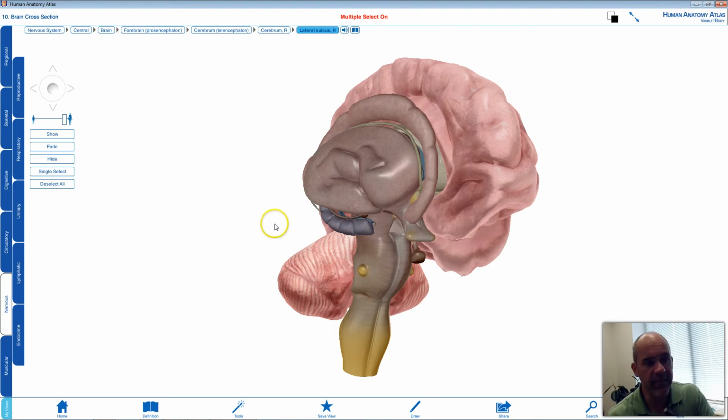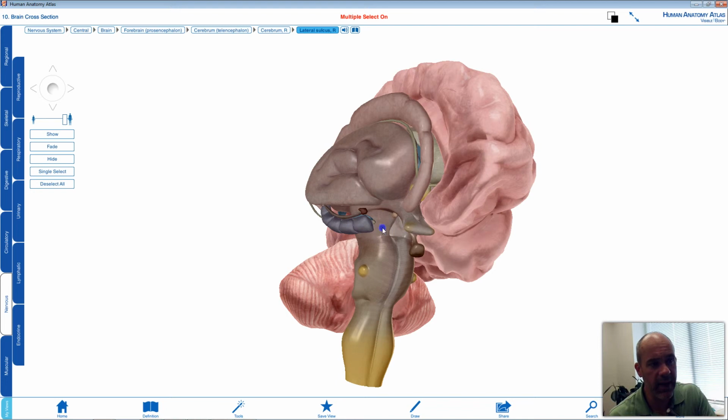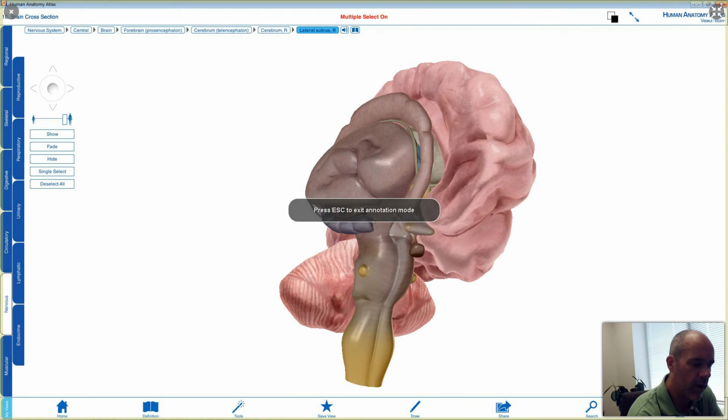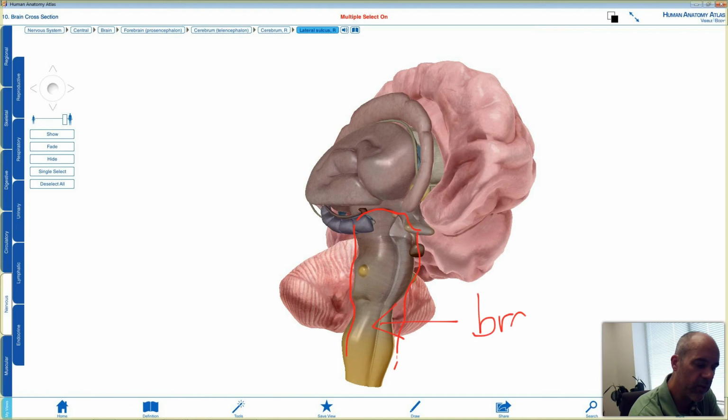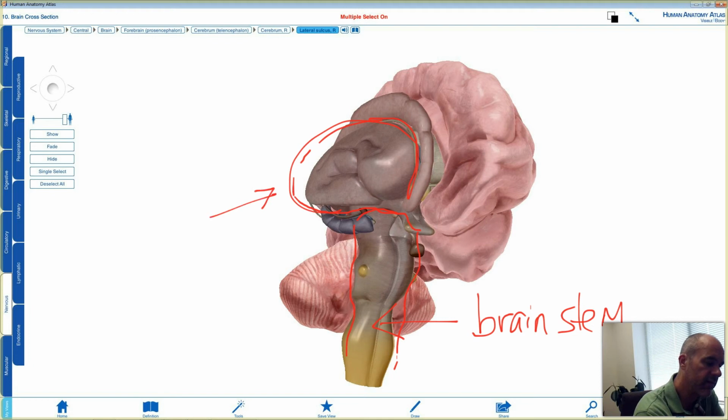Okay, so where is the diencephalon? Let me color in here for you. I'm going more with how your textbook is designating some of these borders. Everything that I'm highlighting here with the pen constitutes the brain stem. We'll talk about that later. Above here, all of this area in here consists of the diencephalon.